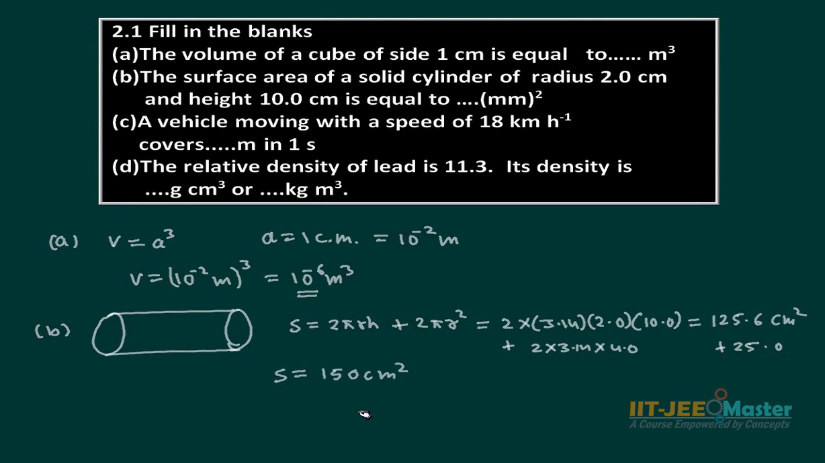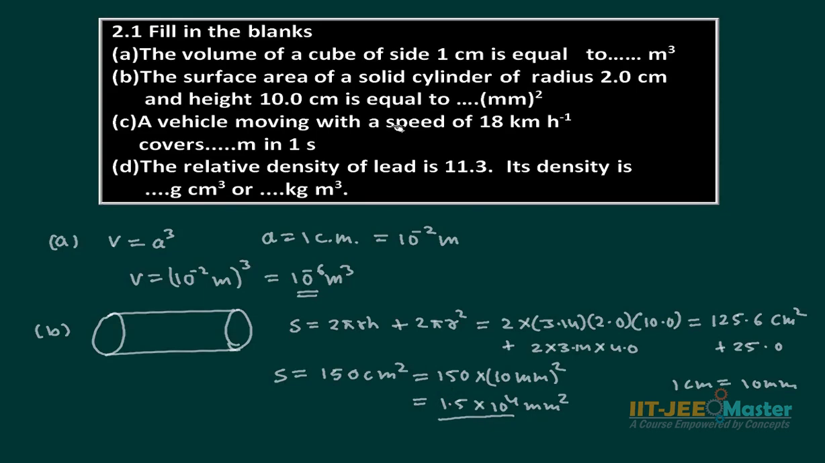To change it to millimeter square, we must know 1 centimeter is equal to 10 millimeter. So this will give us 150 into 10 millimeter square. That will be 1.5 into 10 to the power 4 millimeter square. The answer will be 1.5 into 10 to the power 4.